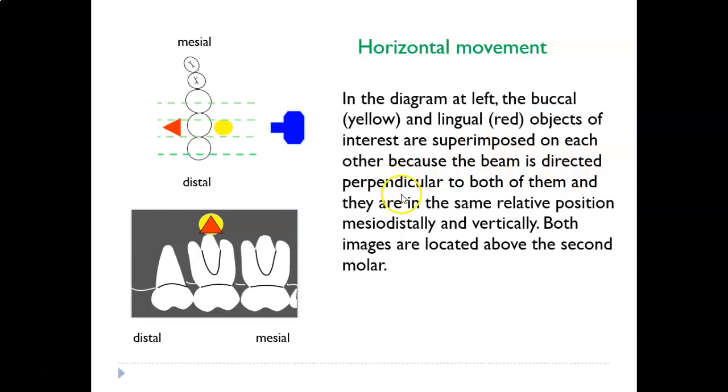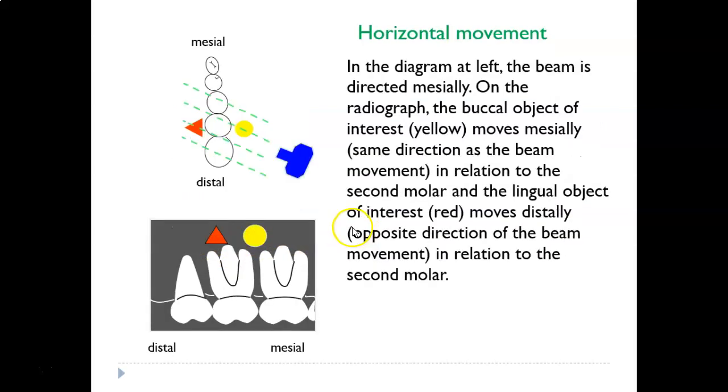That's because the beam is directed perpendicular to both of them, and they are in the same relative position mesial and distal and vertical. So back and forth, front and back, and up and down, they're pretty much in the same spot. But telling which one is in front of the other, which one is buccal and which one is lingual, you can't really tell unless you apply the rule. Both images are located above the second molar, so they're both hovering above the second molar.